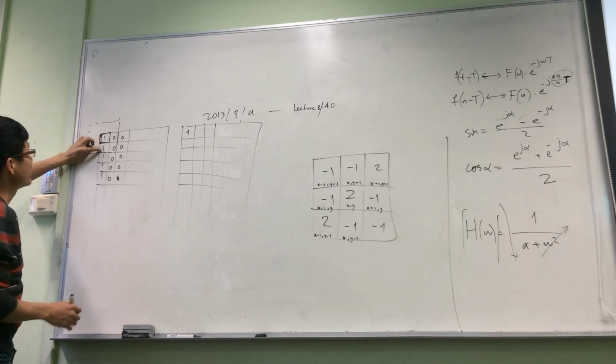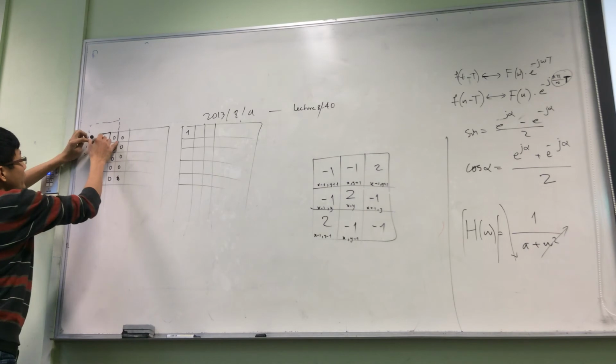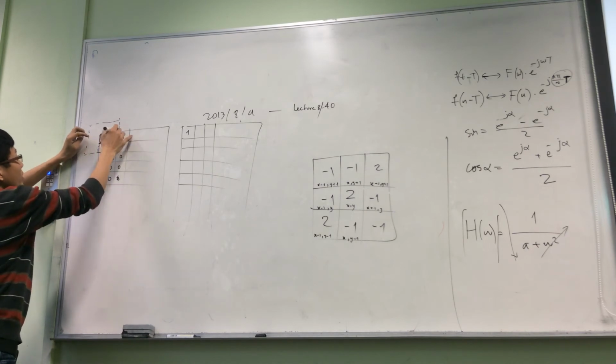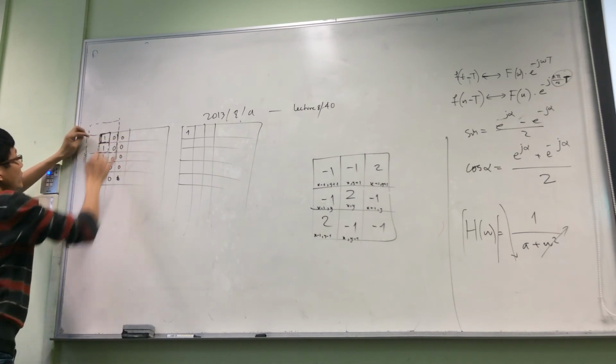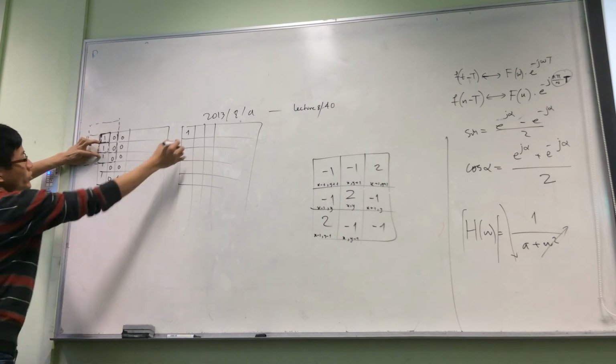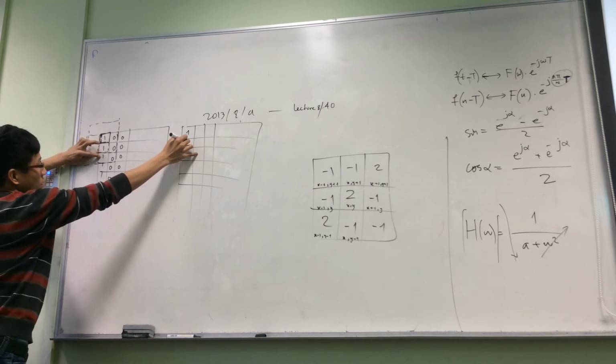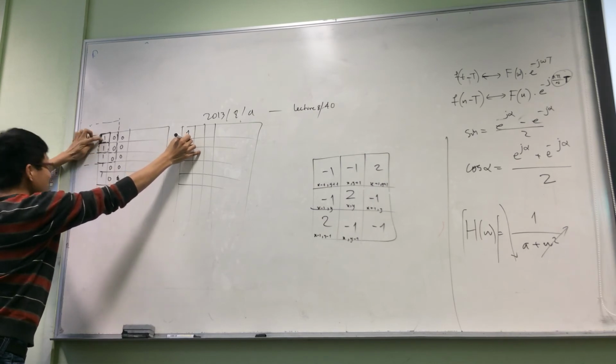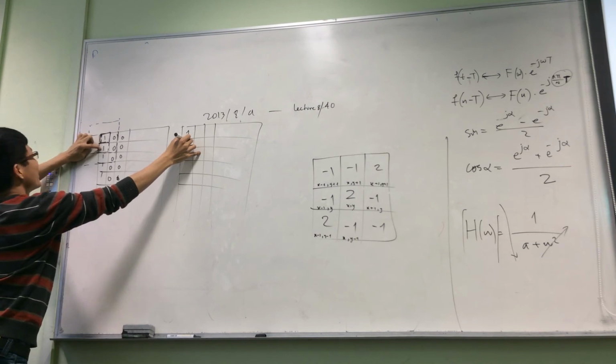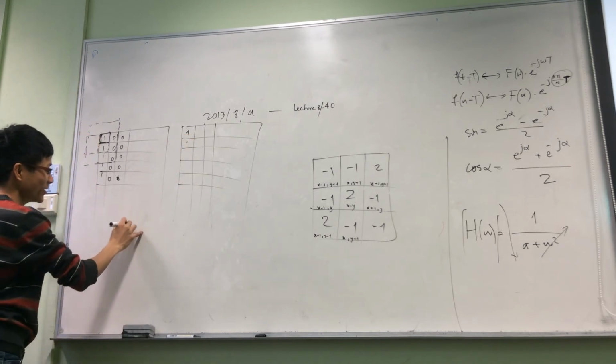How about this one? This one will look like that: minus 1, 2, minus 1. So it will be 2, minus 1, 2, minus 1. Minus 1, minus 2, minus 1. Two is minus 2. Minus 1, 2, minus 1.